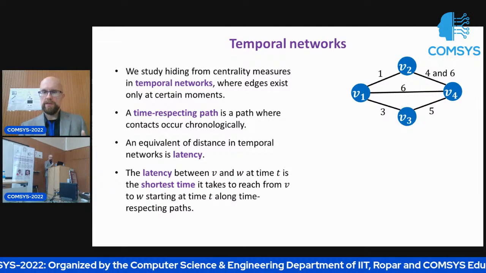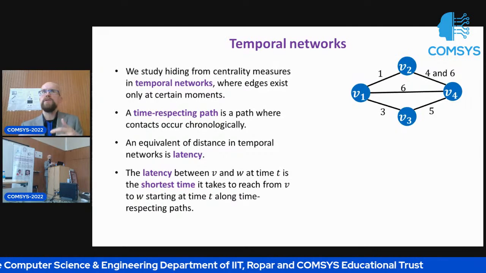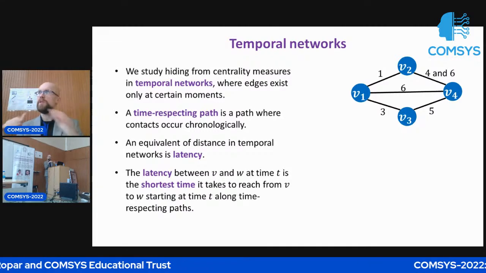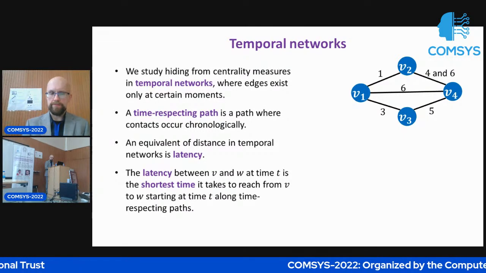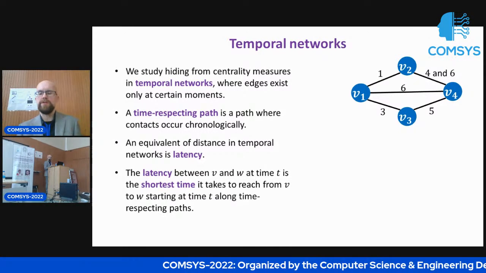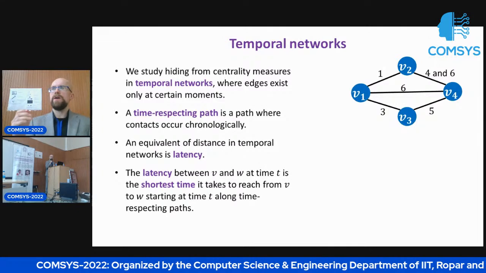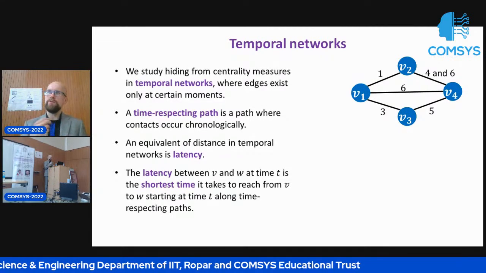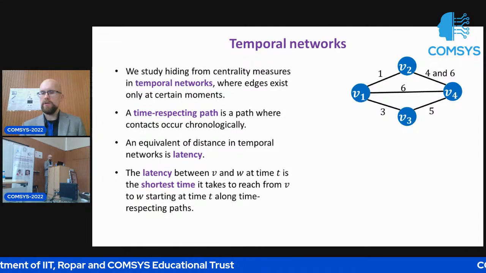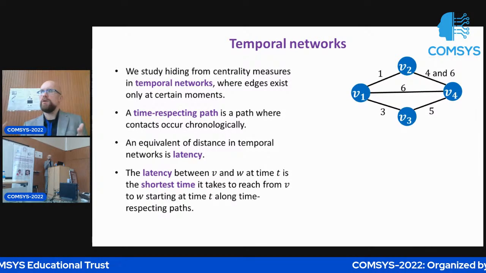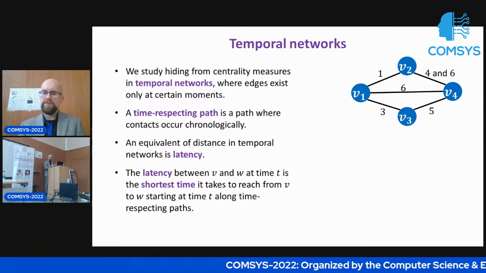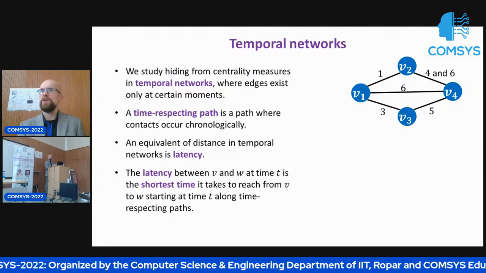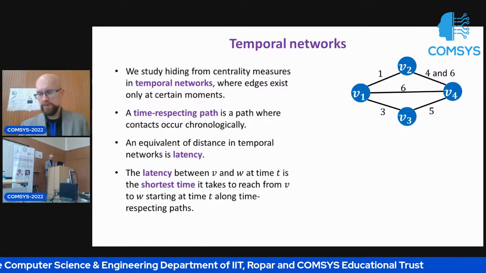Another concept that is useful here is, instead of distance, because the distance that we discussed so far, measured in edges, means relatively little to us now, because all of these edges happen at different moments in time. So now we can think about latency. Latency can be intuitively thought of this way. If at a particular moment in time I want to pass a message to a particular node in this network, how long will it take this message to reach that node, if the message can only travel through the edges of this network? So if I have a piece of paper that I want to pass to someone, and all of these edges represent physical meetings between people, how can this piece of paper get from one node to another?